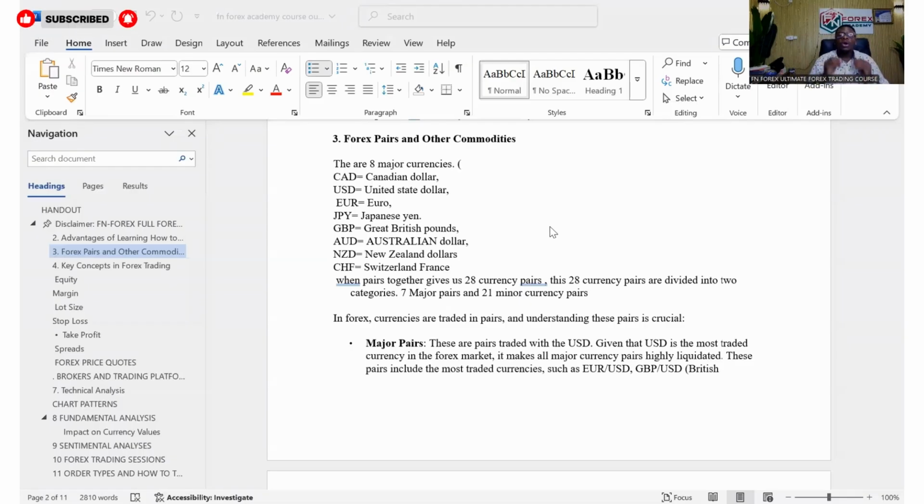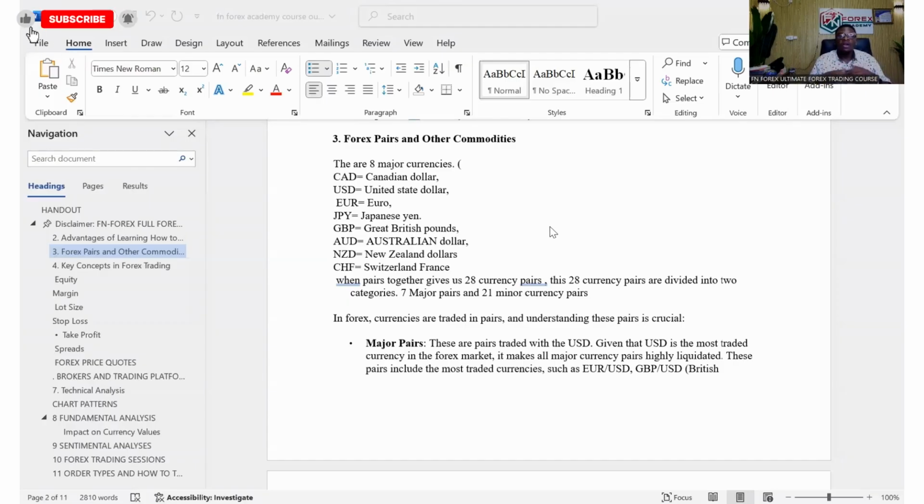Because we don't trade currencies, we trade currency in pairs. These currencies, when paired together, give us 28 currency pairs. Why are we trading currencies in pairs? Because the forex market is the simultaneous buying of one currency and selling of another. So there will always be 2 currencies involved to give us 1 pair. That gives us the reason why we are trading currency pairs and not currency.